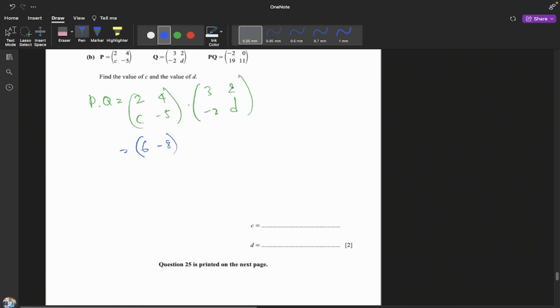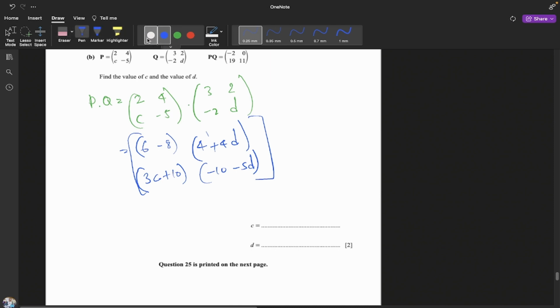Next one. 2 times 2 is 4. 4 times D is 4D. Plus 4D. Second one. Next one. 3C minus 5 into minus 2 is plus 10. Next one. Minus 5 minus 10 minus D, 5D. They are saying this is equivalent to PQ.